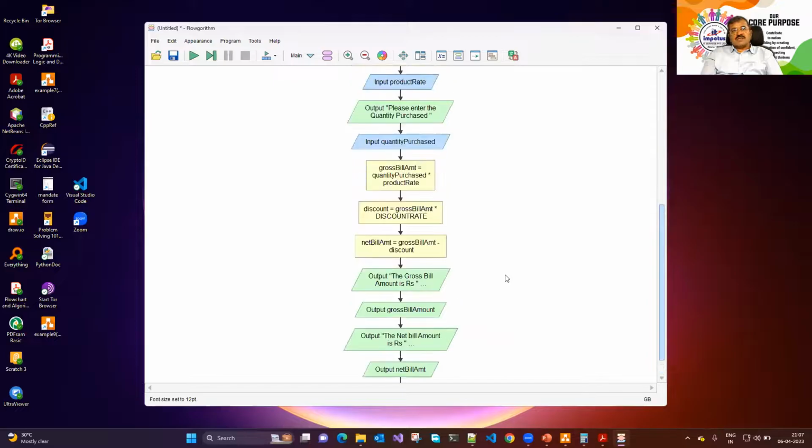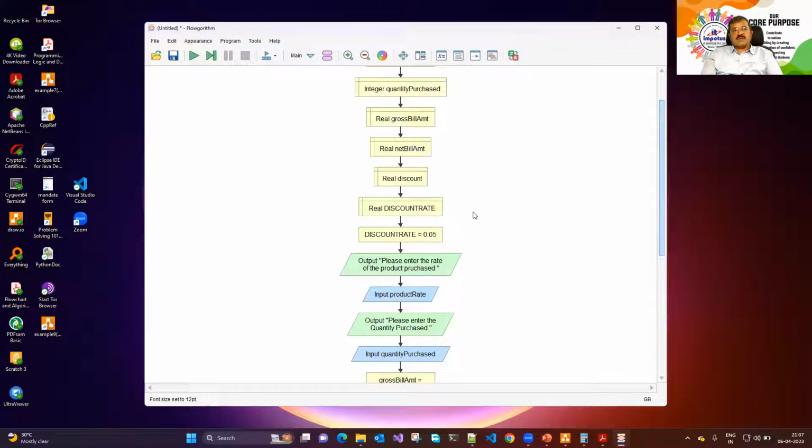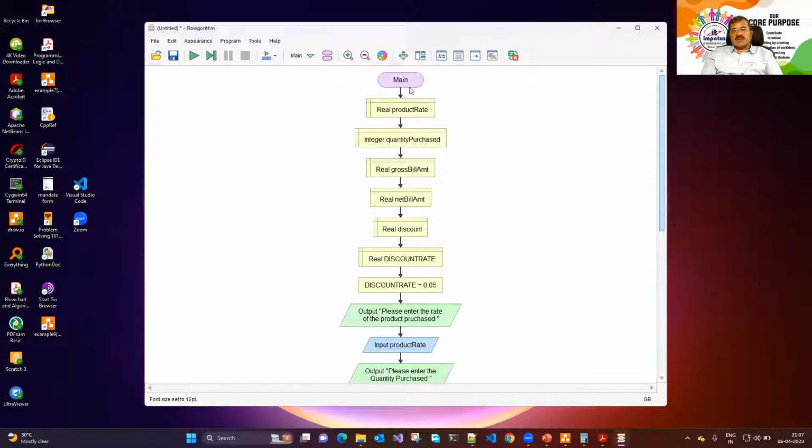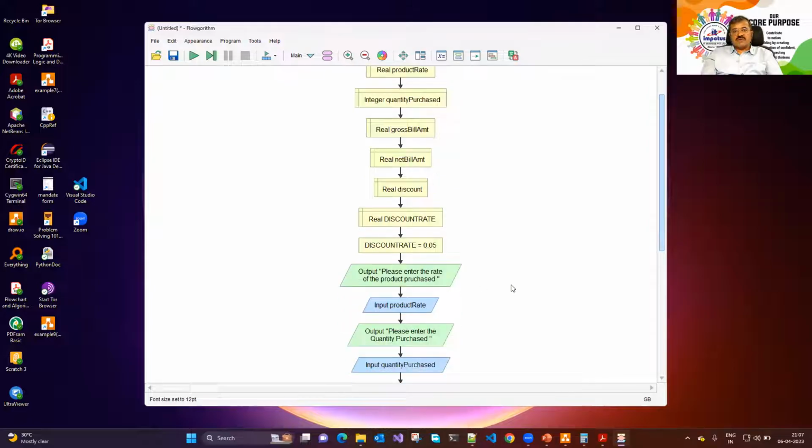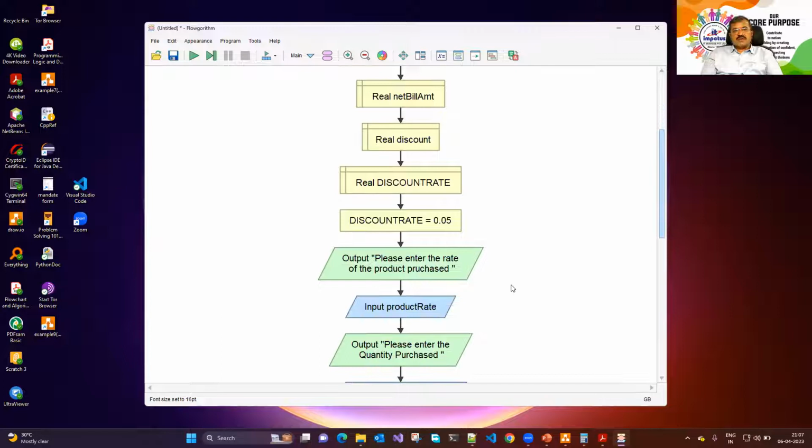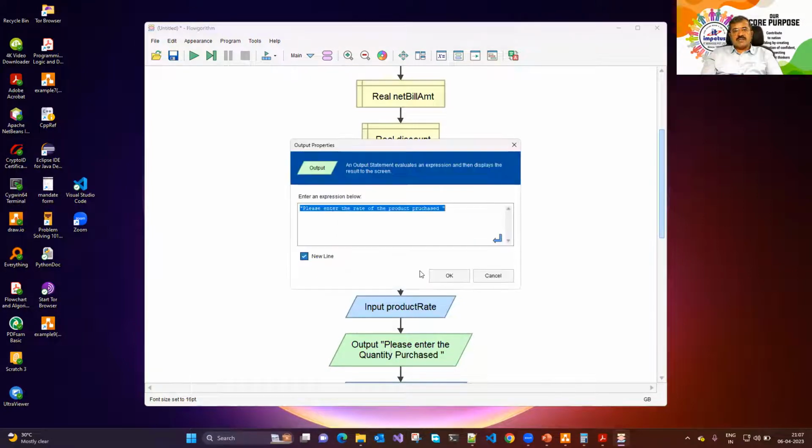Now look at this solution that has been designed. So what all things are we doing? We start with the program start or main. We have real product rate, quantity purchased, gross bill amount, net bill amount, discount rate, which is 0.05. Then we ask the user to enter the rate of the product purchased. Please enter the rate of the product purchased.